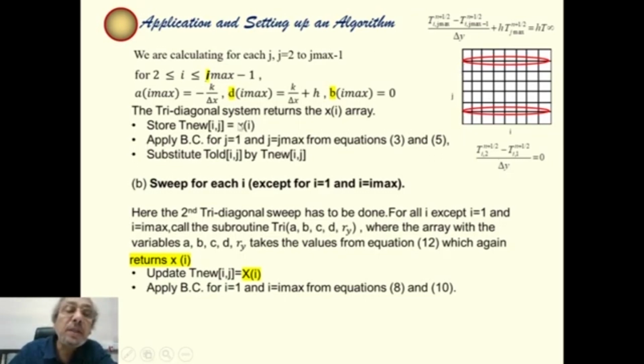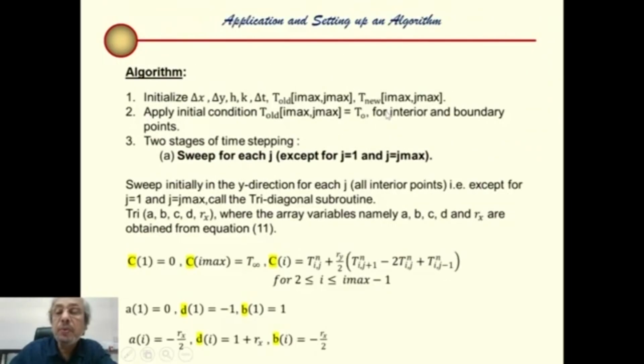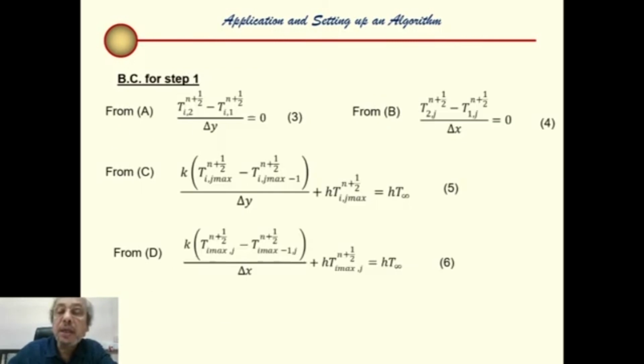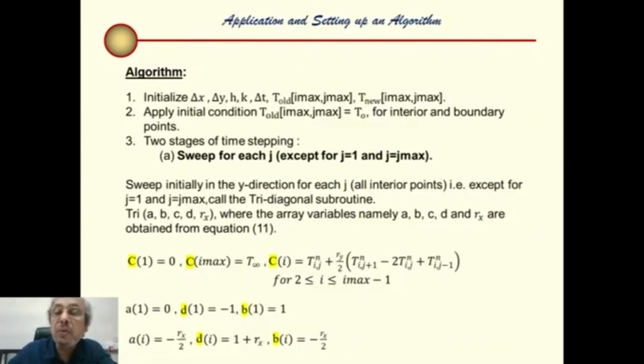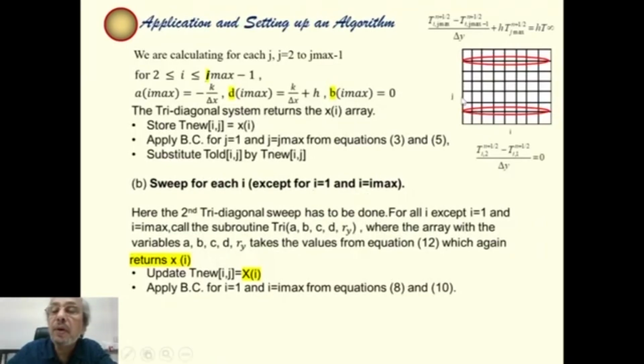This new array we will store, and after storing, we will apply the boundary conditions which we have not applied so far. If you look at the boundary conditions for equation 1, we have applied 4 and 6, but we have not applied 3 and 5. So 3 and 5 can be applied now, because we have found all the points up to j max minus 1, but we have not found the boundary points. Those points are from equation 3 and equation 5.